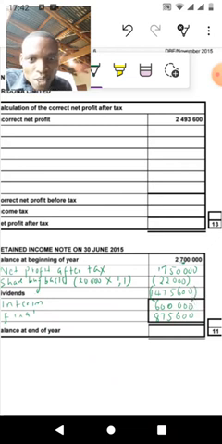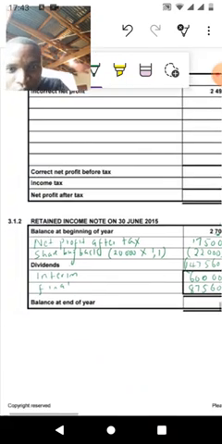So now to calculate the balance at the end of the year, you are going to say 2,700,000, add this one, less share buyback, less dividend, and you get the balance at the end of the year. So adding, guys, should not be difficult. You just take a calculator, you add this one, you subtract this one, you subtract the dividend.